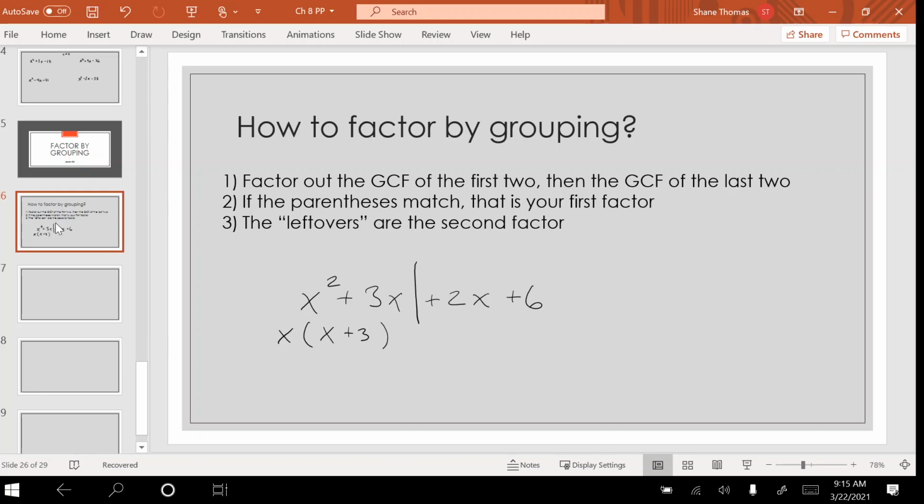What can I factor out of those 2 things? 2? Is that it? Yeah. That leaves me with what? x plus 3. Yep. Okay? Now, do my parentheses match? Yeah. x plus 3, x plus 3. That's my first factor, x plus 3. What's my leftovers? x and a 2, right? Now, I'm going to peek up here. What was this sign? Plus. x plus 2. There, I just factored it. This is so nice. Okay? It's pretty slick, isn't it?